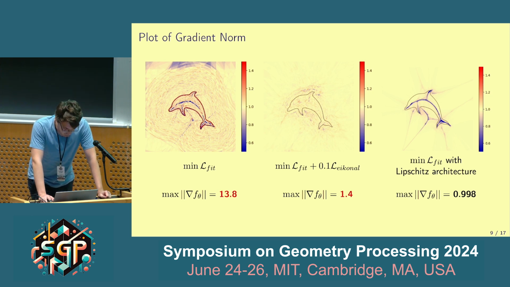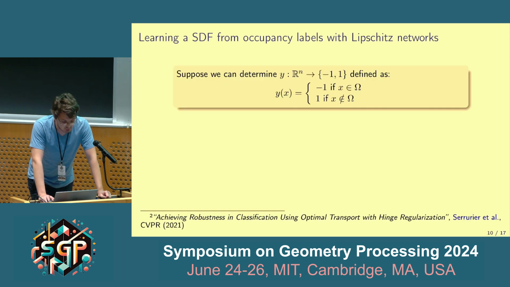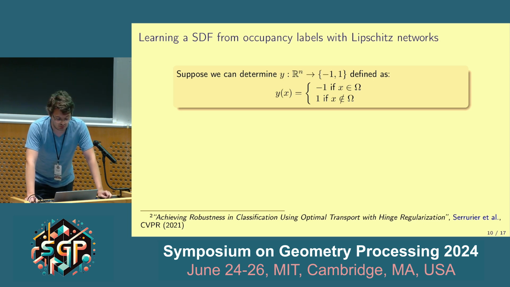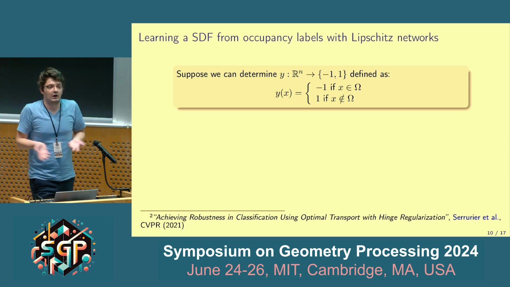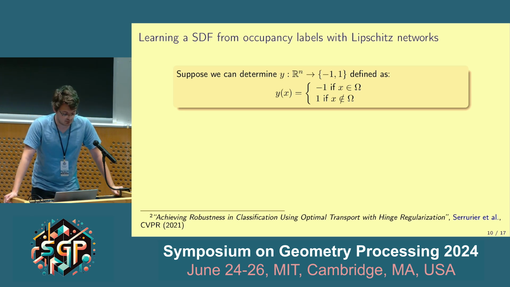But now, since we have a 1 Lipschitz neural network, we can take advantage of this property and try to get rid of the ground truth distance in the training procedure. And it turns out that we can. In fact, we are able to learn a signed distance function directly only from some kind of occupancy labels. Okay, so suppose that on our shape omega that you want to learn the SDF, we can determine some function y that is basically the sign of the signed distance function. So -1 if x is inside omega, and +1 if x isn't.